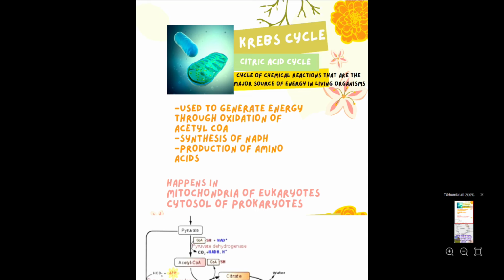Today I'm going to talk about the citric acid cycle, which is known as the Krebs cycle. So basically, what is the Krebs cycle? The Krebs cycle is a cycle of chemical reactions that are the major source of energy in living organisms.